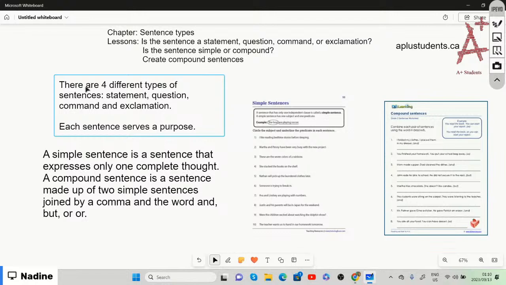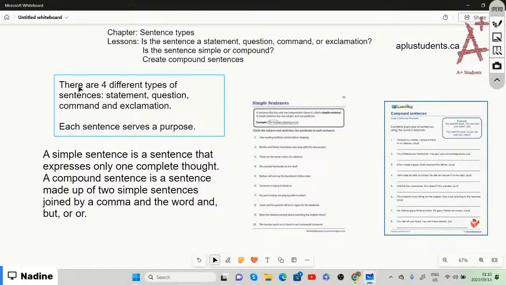It's like saying, close the door, tie your laces, do your homework, right? So that is a command, right? It's like telling someone to do something. Read chapter 1 by next week.